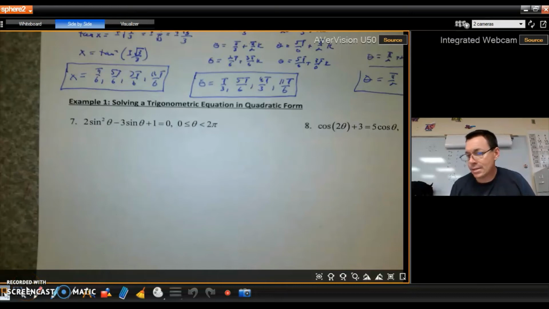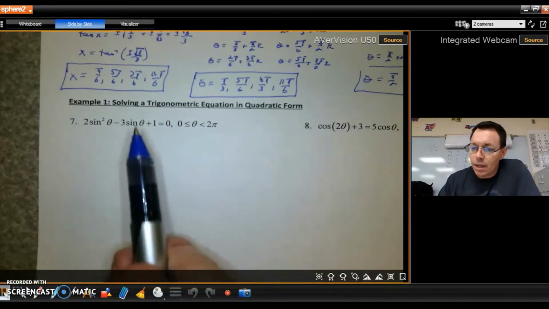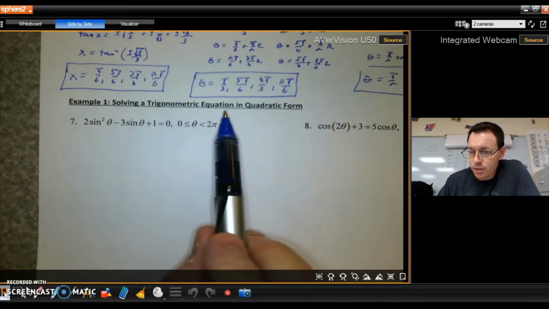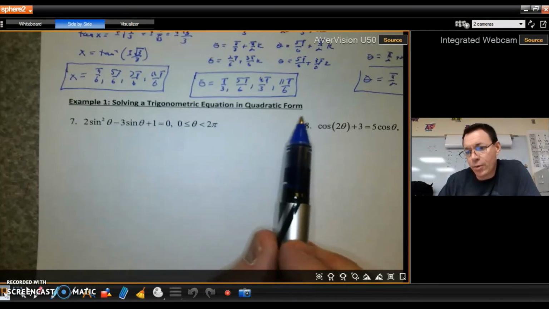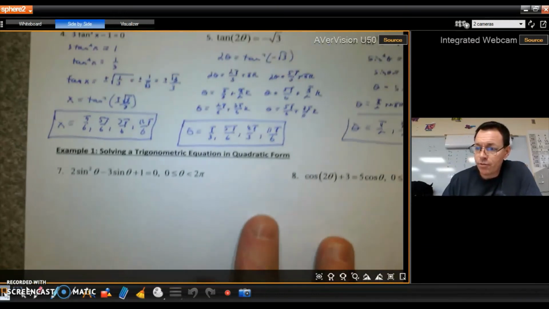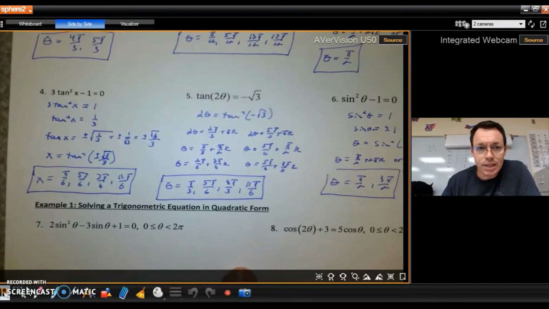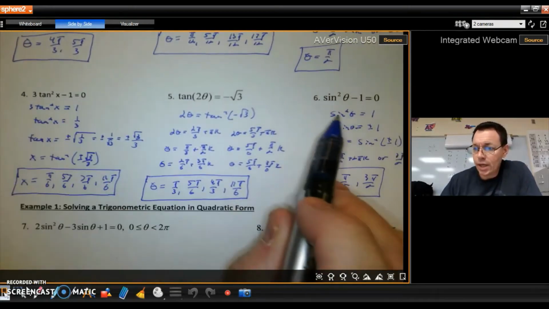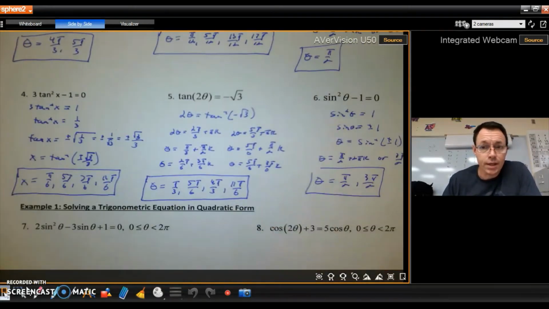All right, last couple examples are a little different. Now, it says solving a trigonometric equation in quadratic form. Actually, a couple of the ones from the first section were in quadratic form. If you look at number 4, if you look at number 6, that's a tangent squared, that's a sine squared. That's a quadratic, okay?